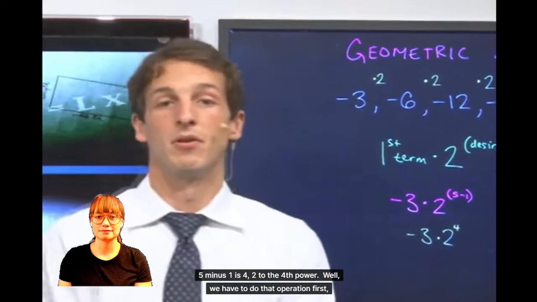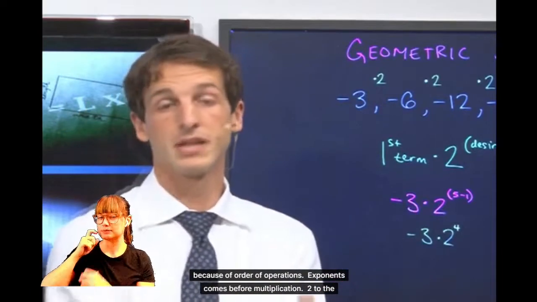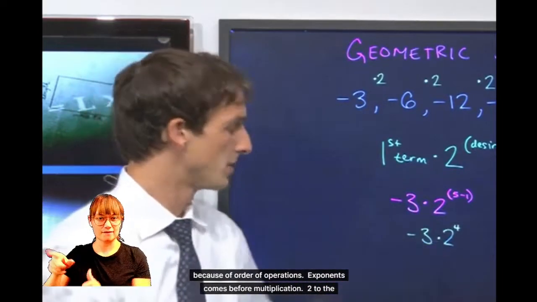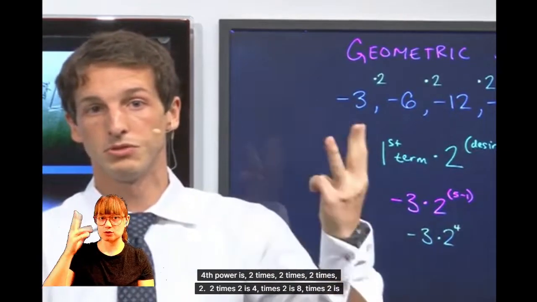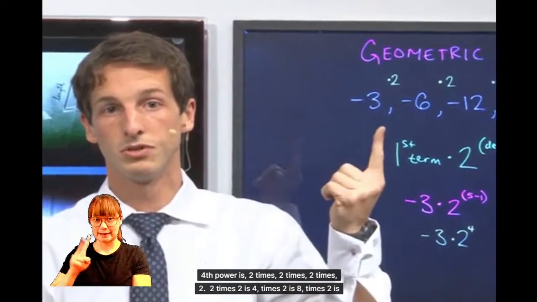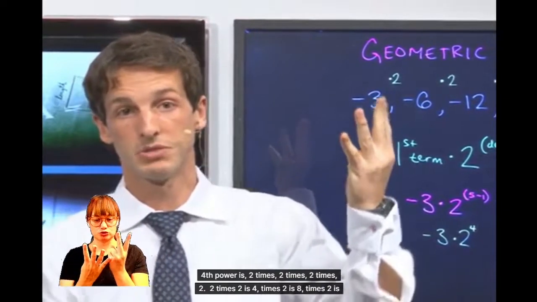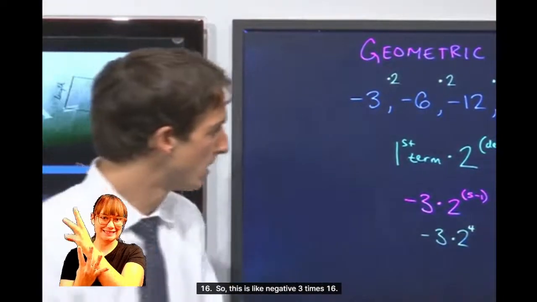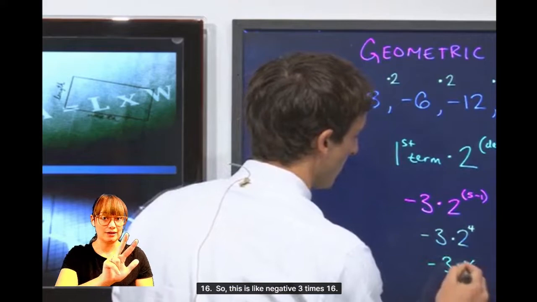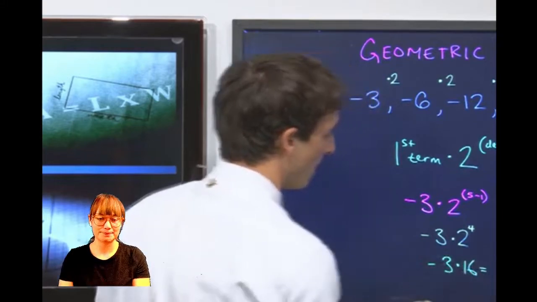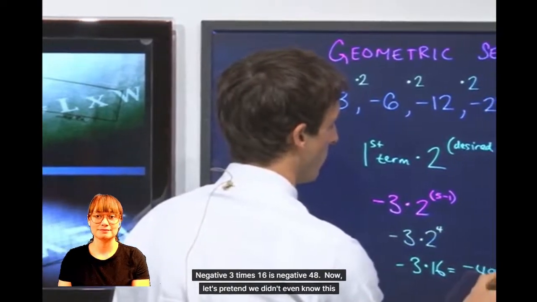2 to the 4th power. Well, we have to do that operation first because of order of operations. Exponents come before multiplication. 2 to the 4th power is 2 times 2 times 2 times 2. 2 times 2 is 4, times 2 is 8, times 2 is 16. So this is like -3 times 16. -3 times 16 is -48.